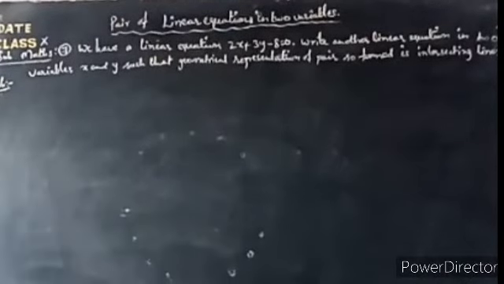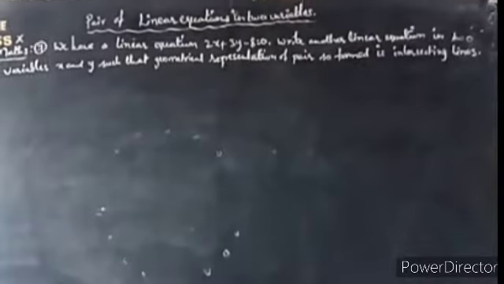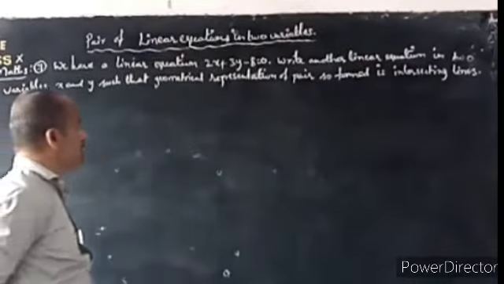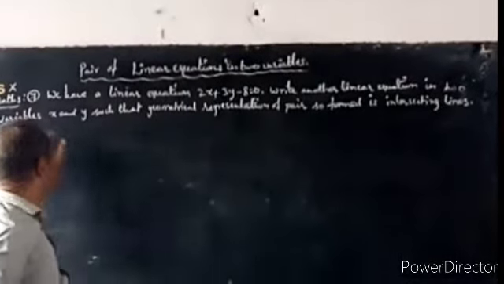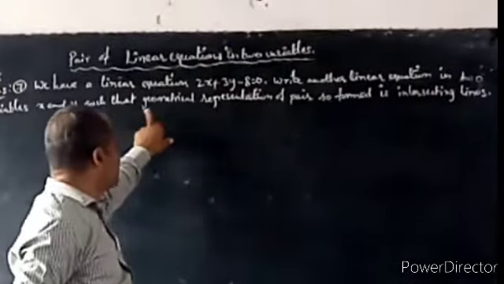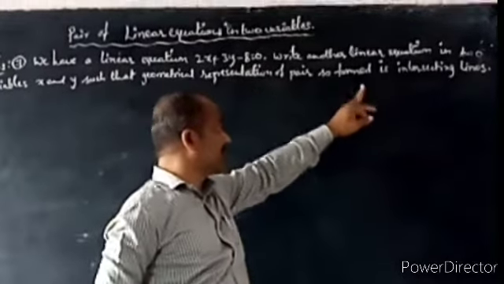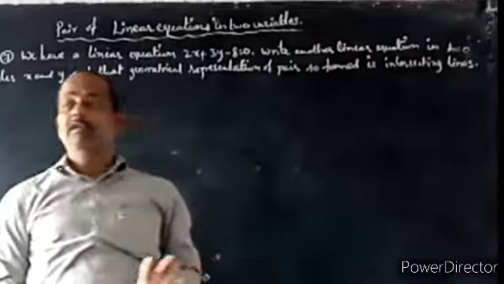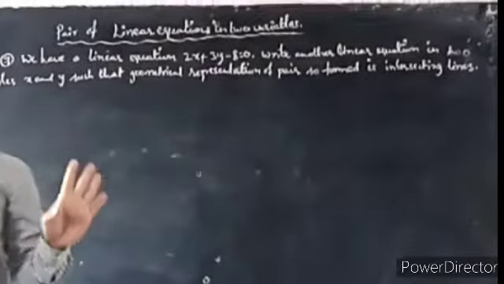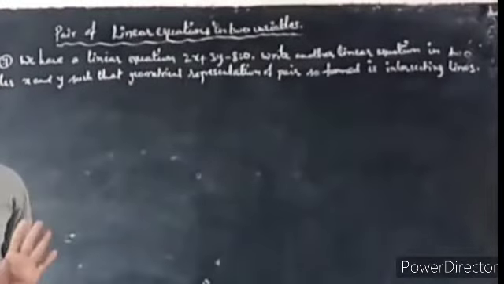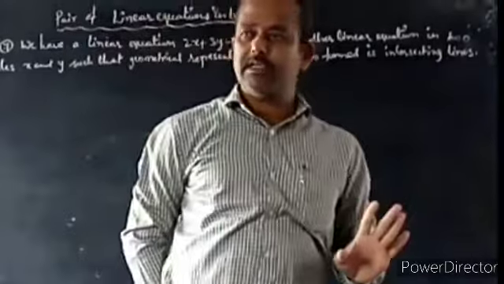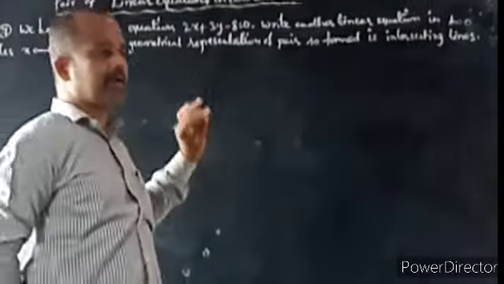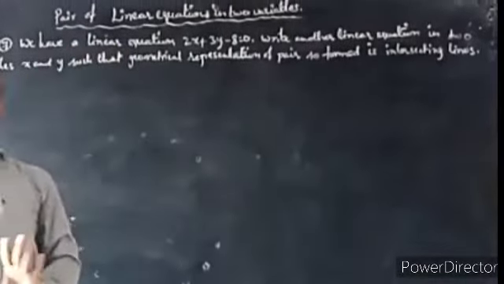We have a linear equation 2x plus 3y minus 8 equals 0, and we must write another linear equation in two variables x and y such that the geometrical representation of the pair so formed is intersecting lines. What is the condition for two given equations to be intersecting lines? If a1 by a2 not equals b1 by b2 not equals c1 by c2, then the given two linear equations are intersecting lines.